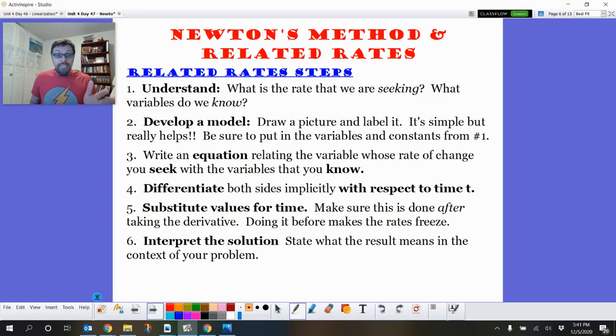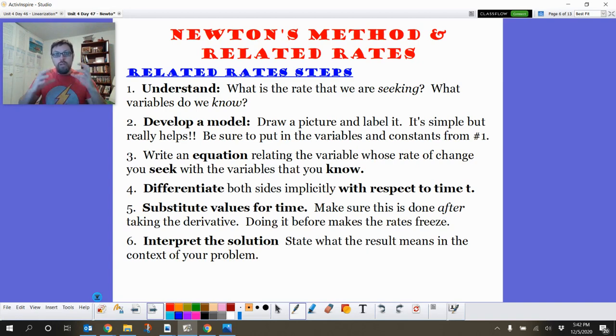To do it, you have a 6-step process. First, take the time to really figure out, okay, what is the rate we are seeking? What variables do we know? Just start naming things and listing things. And then 2, it's really easy to skip this step, but don't. Draw a picture and start putting things where they belong in that picture.